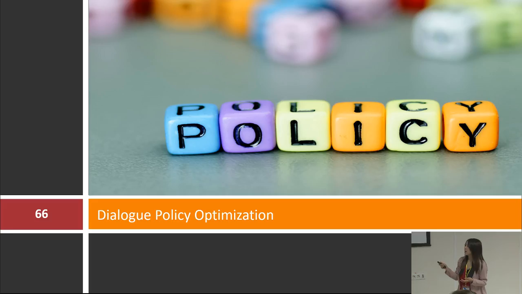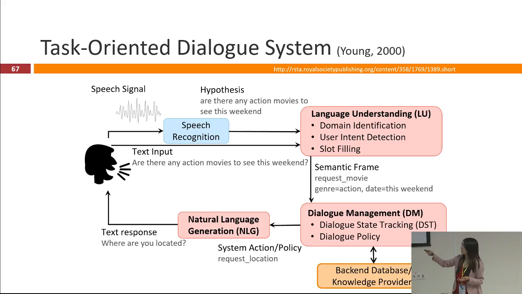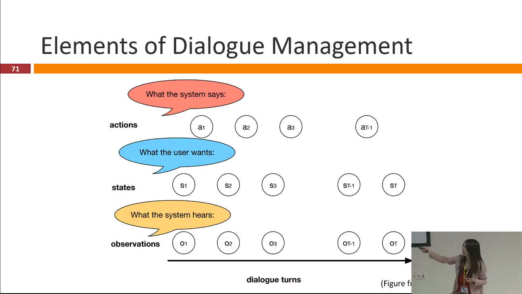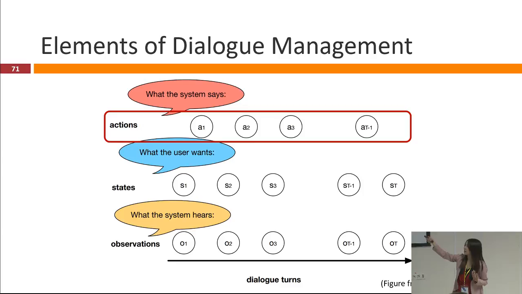Okay, then a more difficult one is trying to design a dialogue policy. It's also in this component. What's the dialogue policy? Based on the same example, dialogue policy is trying to design how we can react to the user based on the conversation until now. So we estimate the dialogue state here, but based on what the user wants, we need to decide what the system is saying. For example, we call it dialogue policy optimization.